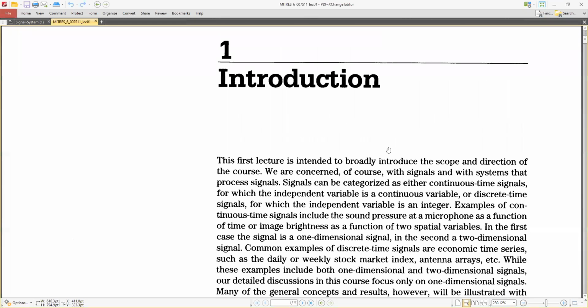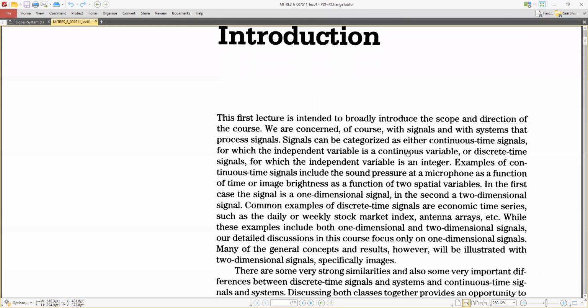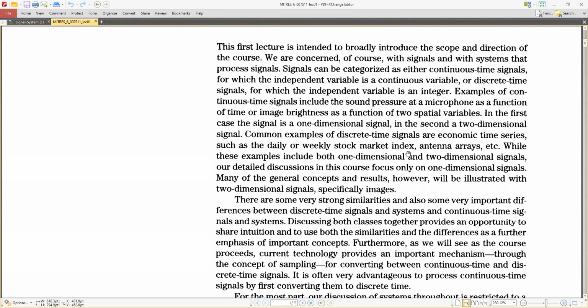This sheet I have taken from MIT, from America. From them, I have taken these few slides, and I also have some local slides. I'll show you one by one.